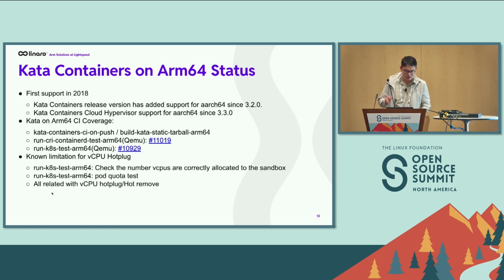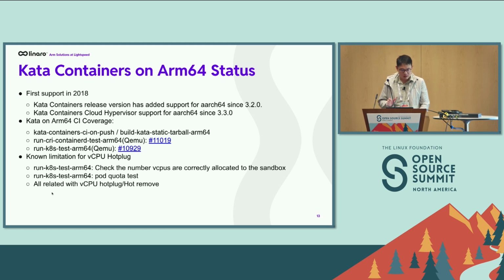So the CI has been somewhat back and forth. There were some migrations and problems we have fixed. And currently there are 2 jobs regarding Kata. All of them are on the Qemu backend. The first one is the CRI containerd job, which was just added 2 weeks ago. Yeah. The other one is the Kubernetes test with Kata.